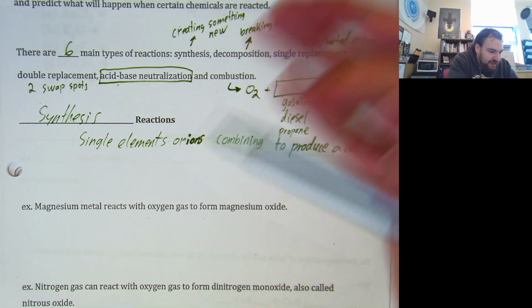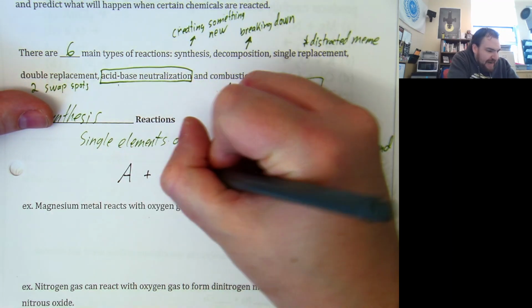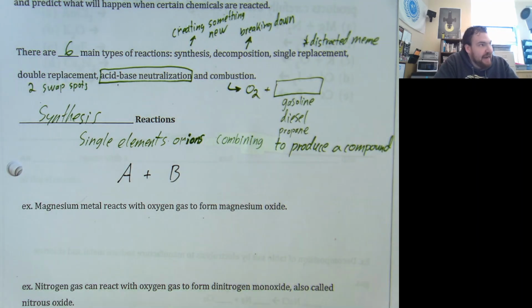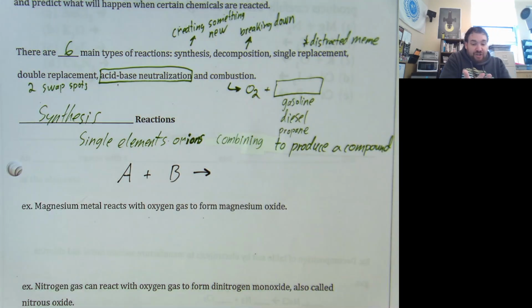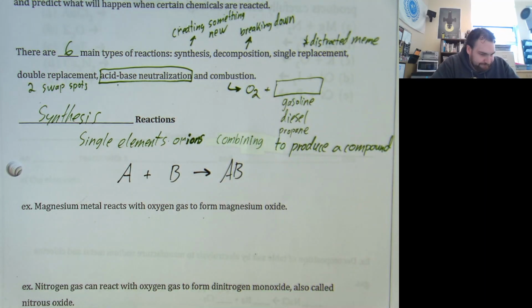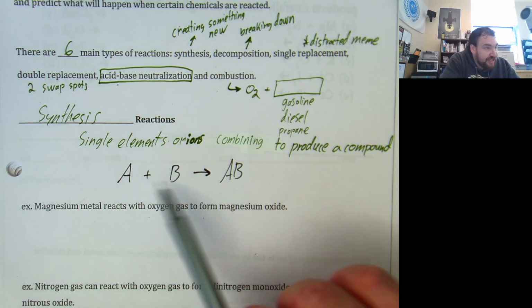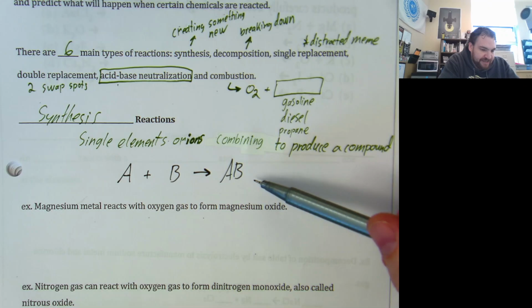If I have a single element or a single ion, let's just call them A and B. Element A is going to react with element B, and it's going to produce a compound. The simplest compound I can create using the letters A and B is the compound AB. That is a synthesis reaction. Two singletons came together and made something more complicated, in this case, a compound.